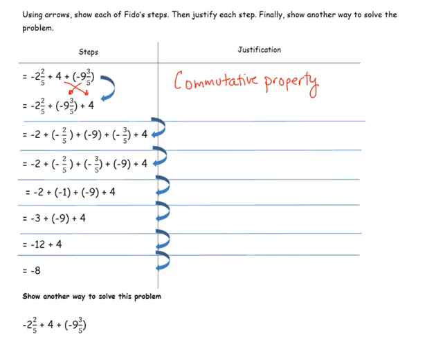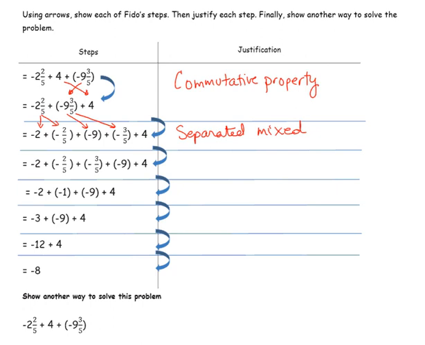Next, I noticed that Fido split up the -2 and 2/5 into -2 and -2/5. Also, Fido split up the other mixed number. So what did Fido do? He separated a mixed number.